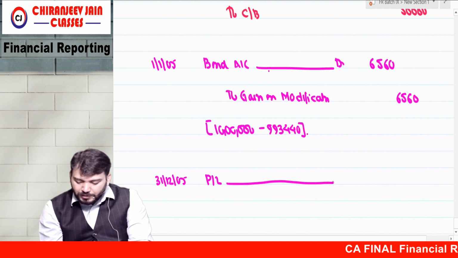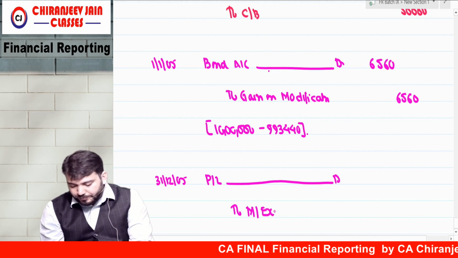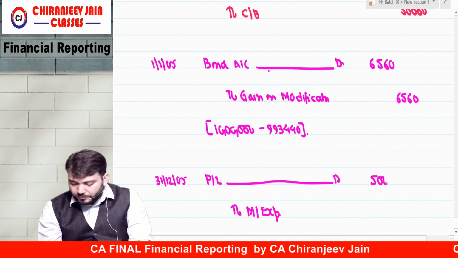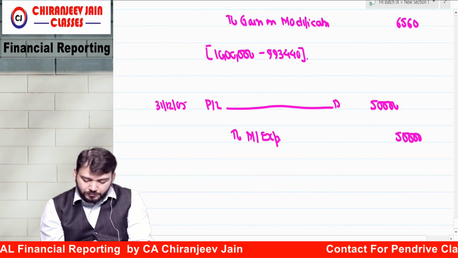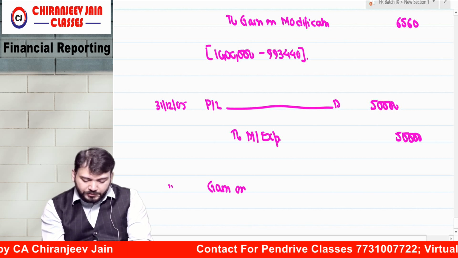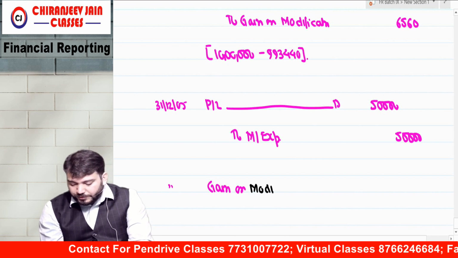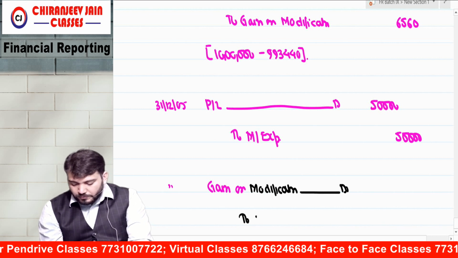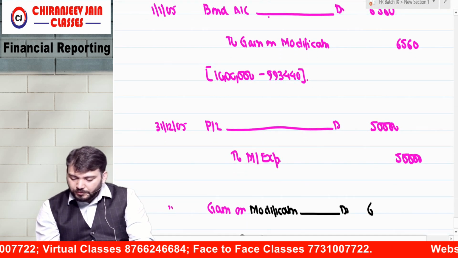PL account debit to modification expense. How much? 50,000. And gain on modification to PL. How much? 6,560.